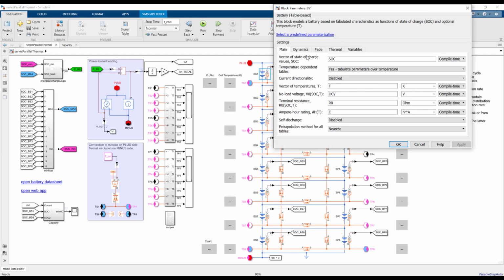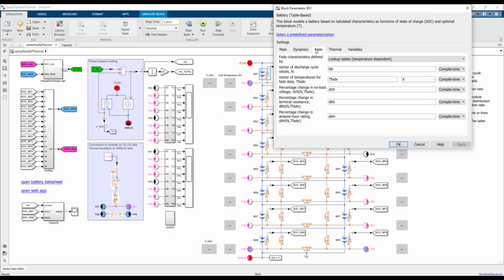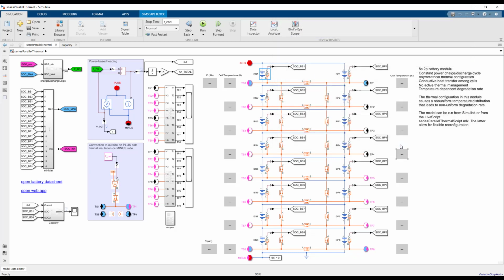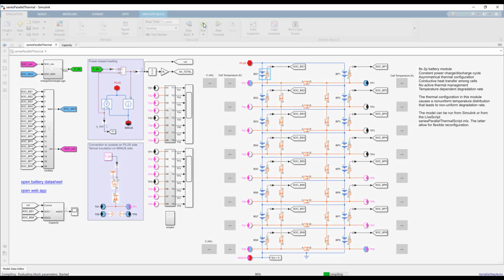The Simscape Electrical battery block has provisions for the increase in internal resistance and decrease in capacity as a function of cycle count. What is interesting to note in this case is that effective cycle count will not be uniform throughout the pack because of the non-uniform temperature that will induce different degradation rates.